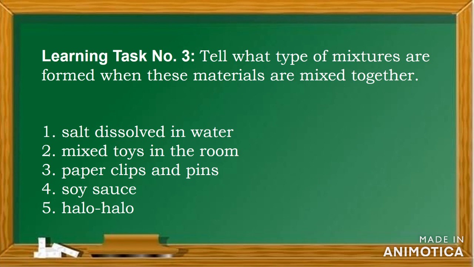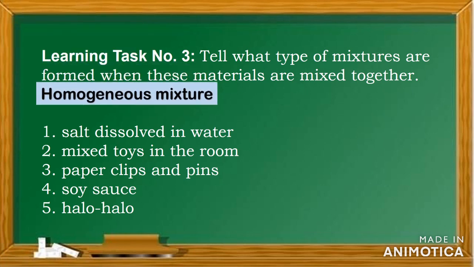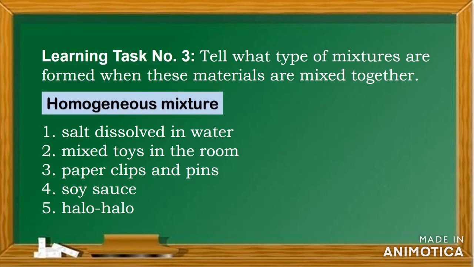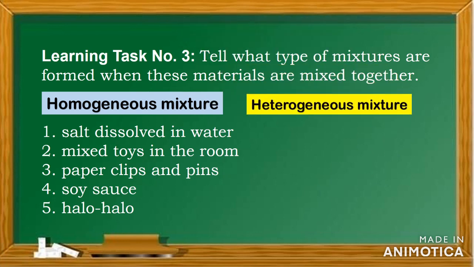In learning task number 3, tell what type of mixtures are formed when these materials are mixed together. So let us recall first, what are the two types of mixtures? We have homogeneous mixture. In this mixture, you can only see one phase. You cannot identify the other materials. And then in heterogeneous mixture, we can see two or more phases. We can identify the other materials.